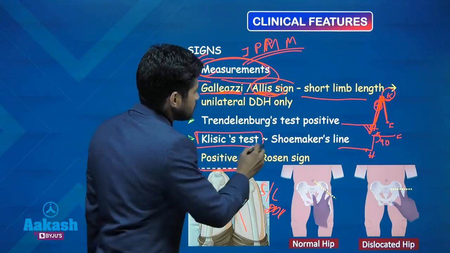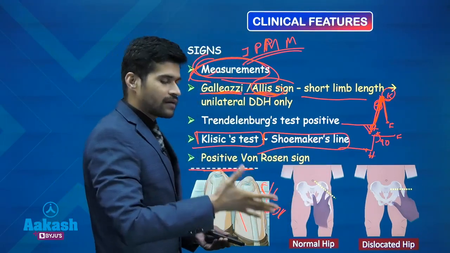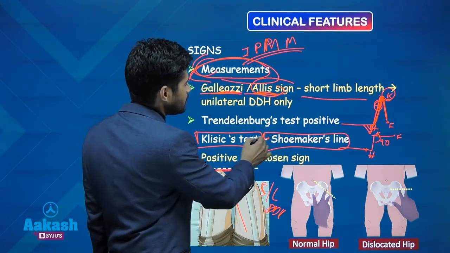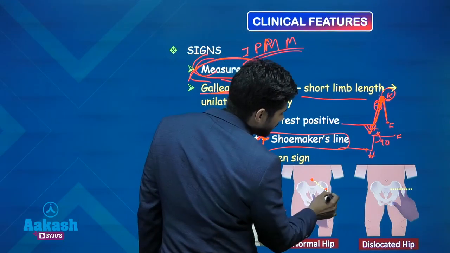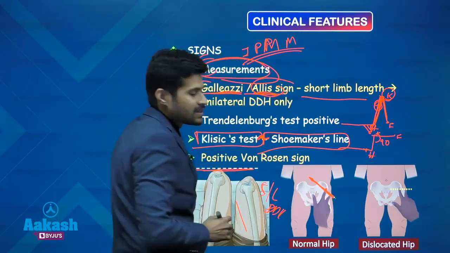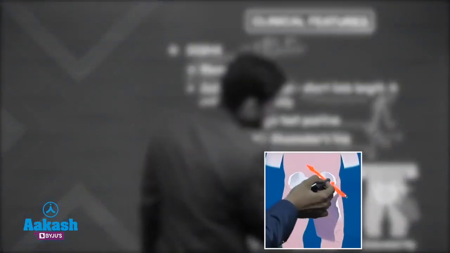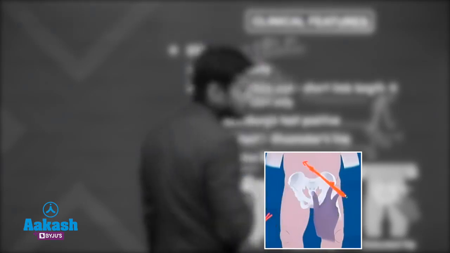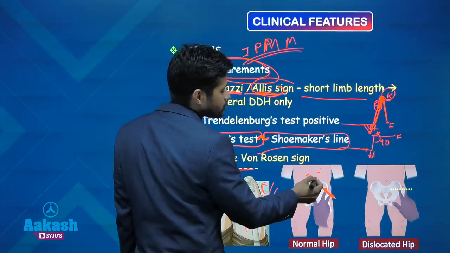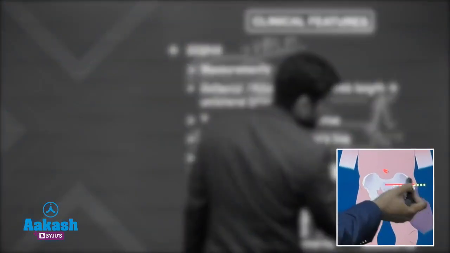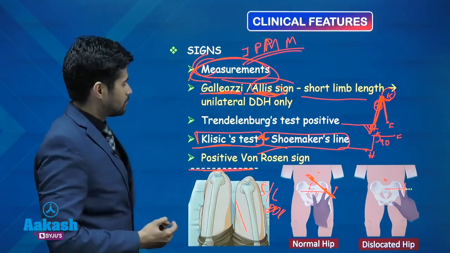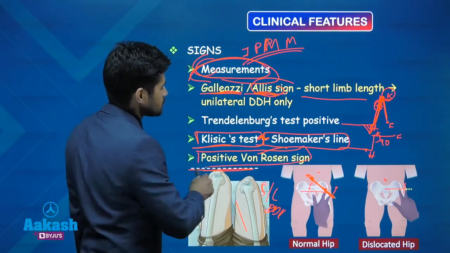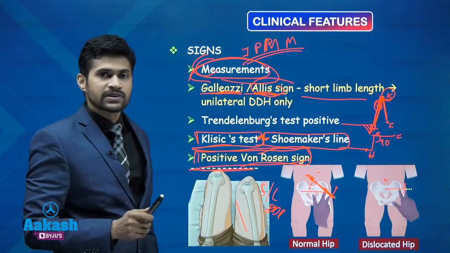Now we have something called Klisic's test or the Shoemaker line test. In adults it is the Shoemaker line. In children we do it with three fingers, so we call it Klisic. They basically have the same method. In the Klisic test, we take the umbilicus, the anterior superior iliac spine and the greater trochanter, and we see whether they are in a single line or not. If the line joining the greater trochanter and ASIS crosses the umbilicus, then it is Klisic negative, or the Shoemaker line is crossing the umbilicus. But if it is crossing below the umbilicus, that means there is proximal migration of the greater trochanter, so the line will go towards this side and appear like this. So the Klisic test and Shoemaker line are basically the same thing. And then we have a positive von Rosen sign, which is present in developmental dysplasia of the hip.